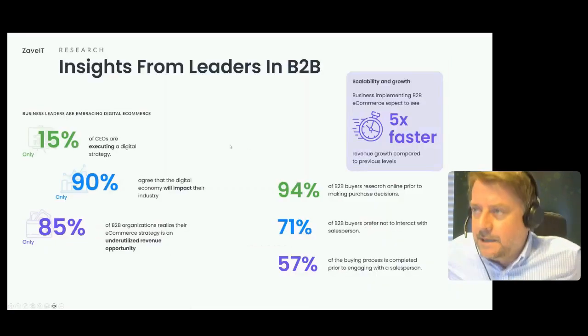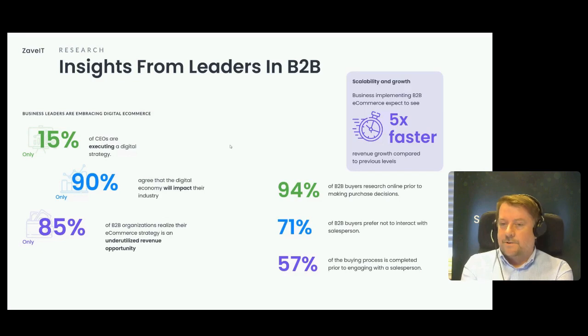I have some numbers from our research. As you can see, there are some numbers here, but maybe we should focus on a couple of those. For example, 94% of B2B buyers research online prior to making purchase decisions. That you probably knew already, but that is important.